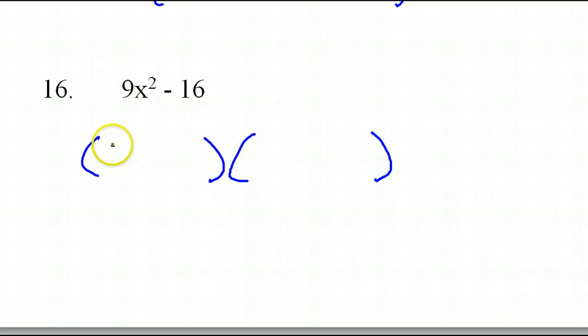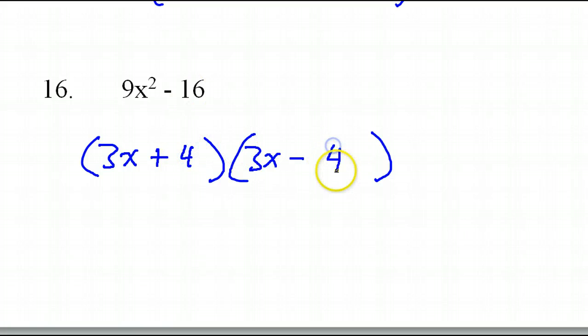There is no common factor, so luckily we have the difference of 2 squares. So looking at the 9, that's going to be 3x times 3x to make 9x squared. And we know it'll be a plus and a minus. And then 16 is 4 times 4.